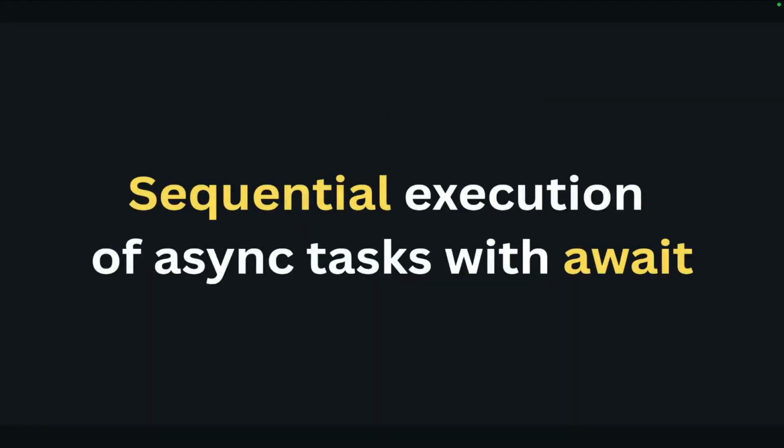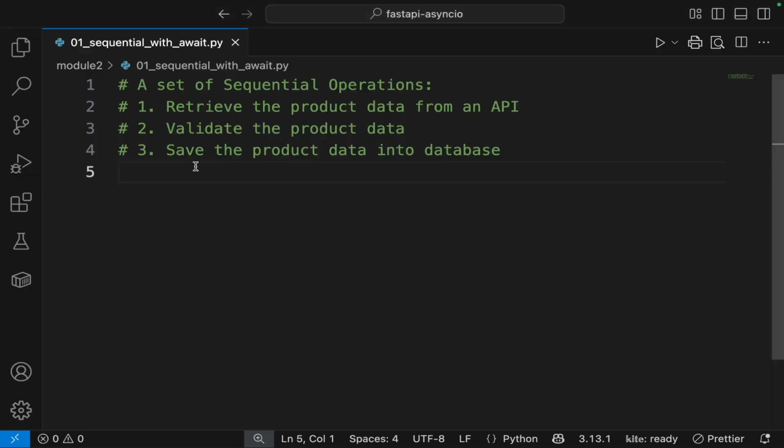Take a look at this use case. We have a set of tasks. We need to retrieve product data from an API, then we have to validate it, and finally, we need to save data into database. It's not possible to validate data before retrieving it from the API, and we cannot save data before validating it. So these tasks follow a sequential order. They are naturally sequential. We cannot perform them concurrently. Let's see how to implement such tasks with async IO.